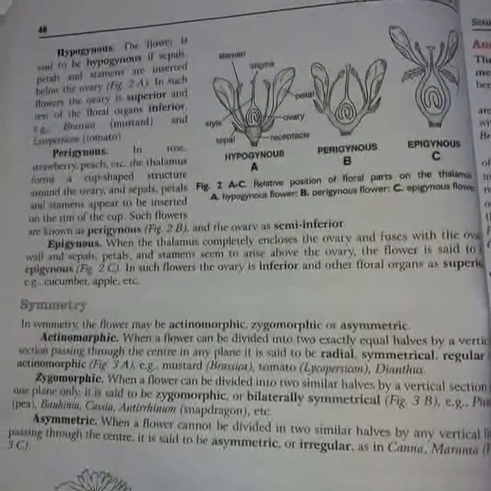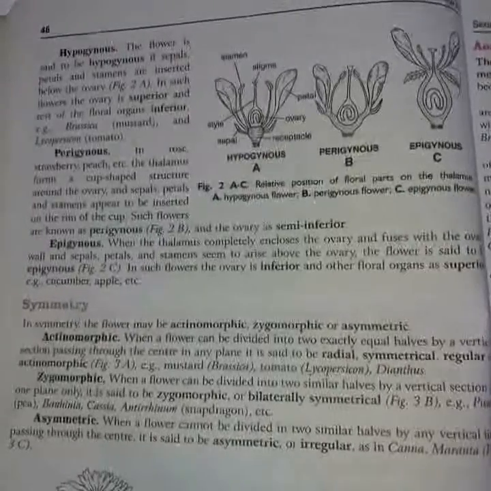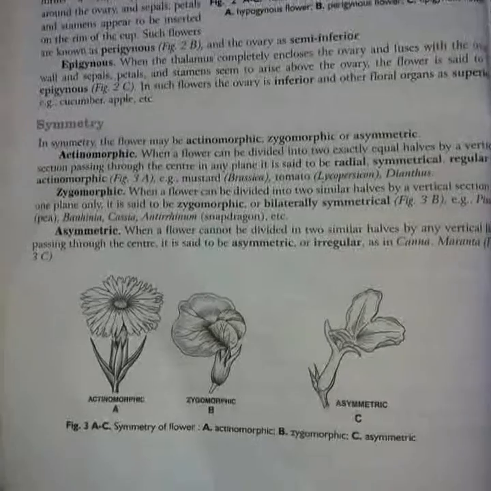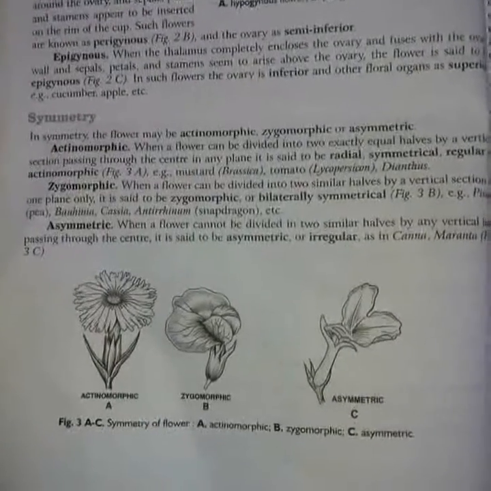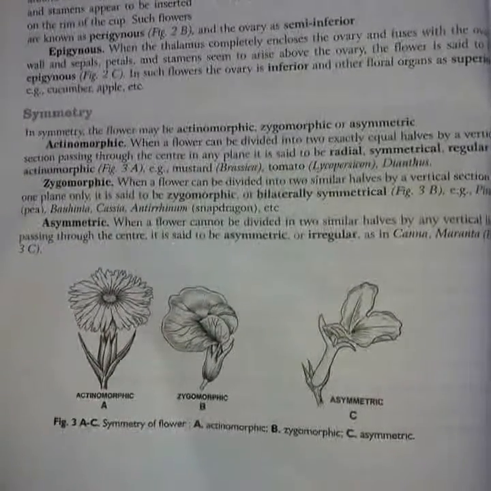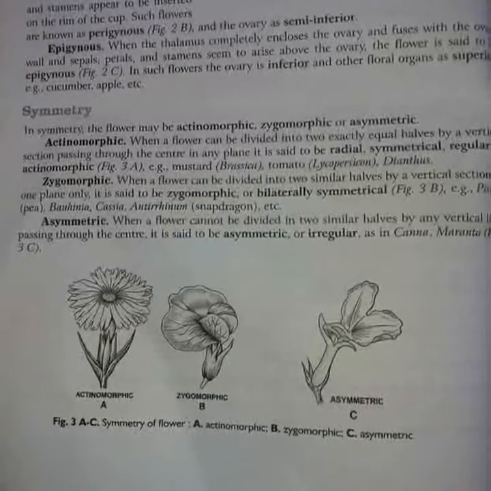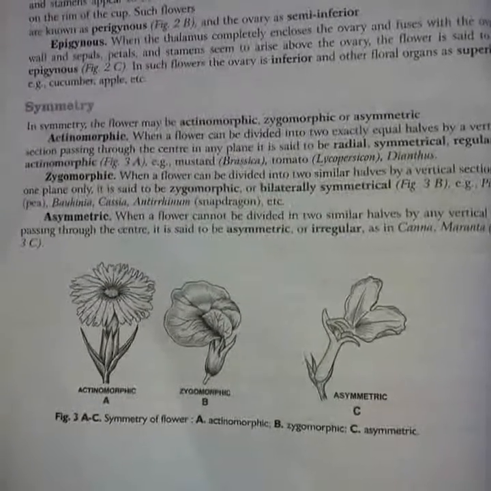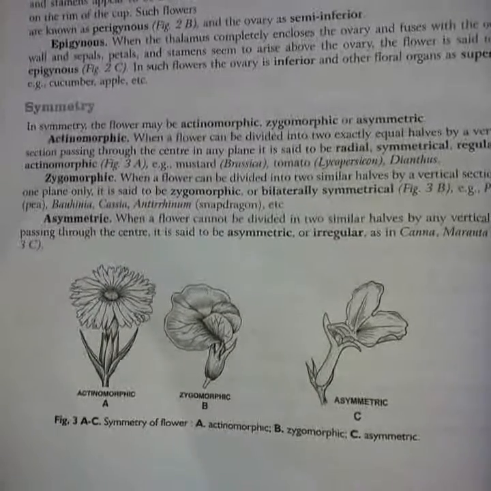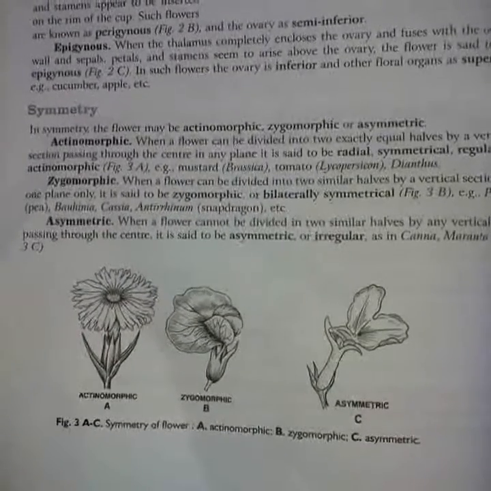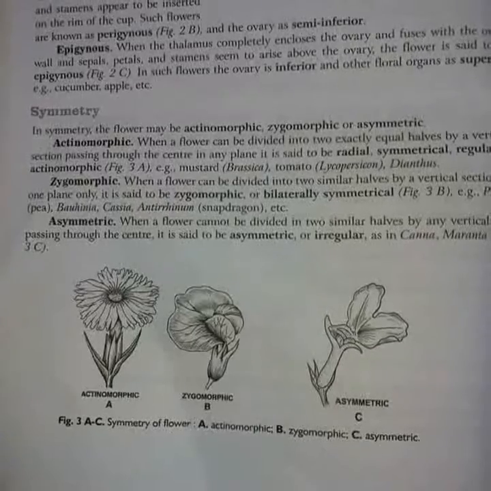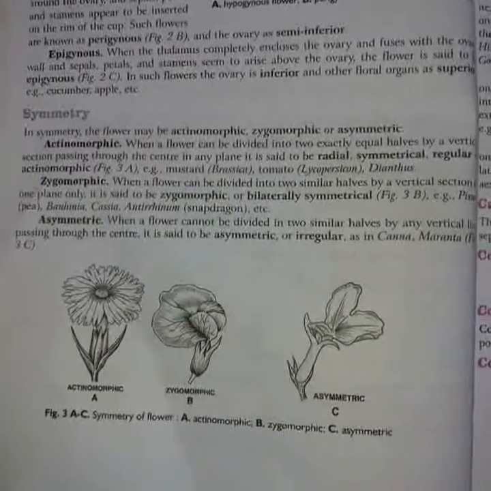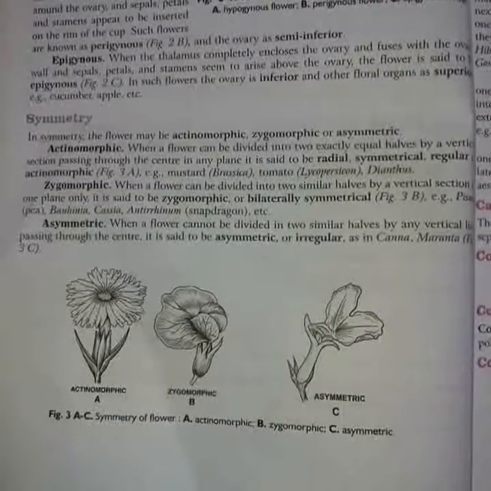Next is the symmetry of the flower. Next topic is the symmetry of flower. Symmetry of flower are actinomorphic, zygomorphic and asymmetric. Symmetry of flower decided the condition of flower or position of flowers. First is the actinomorphic symmetry.